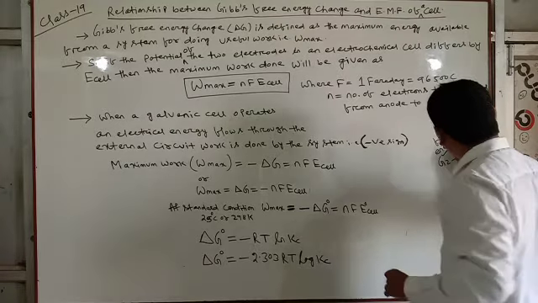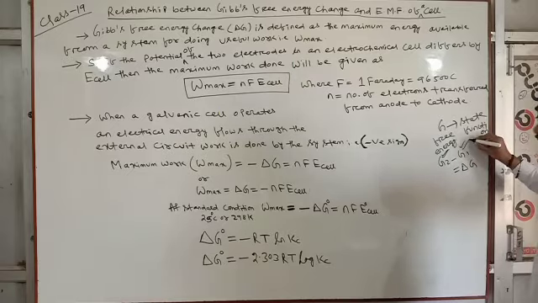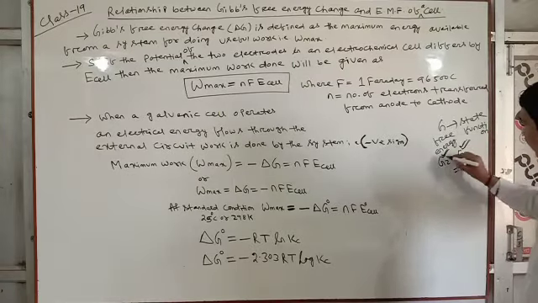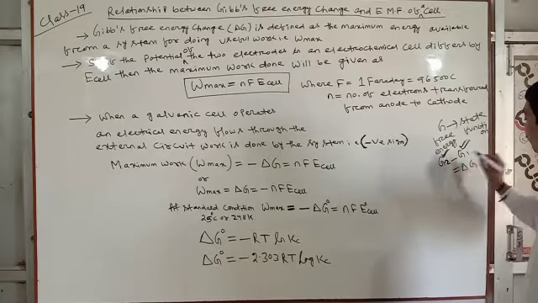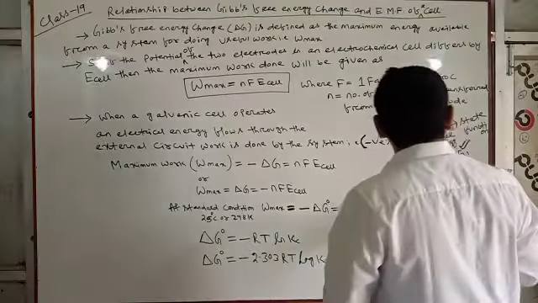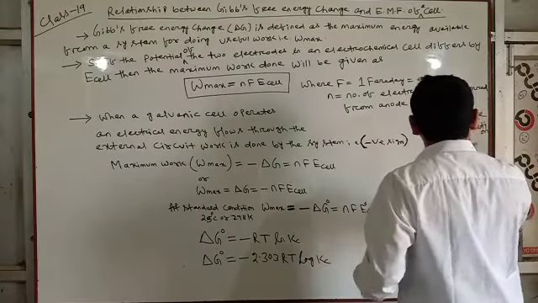So G2 is the free energy in the final state, G1 is the free energy in the initial state. So G2 minus G1 is del G, that is the free energy change.